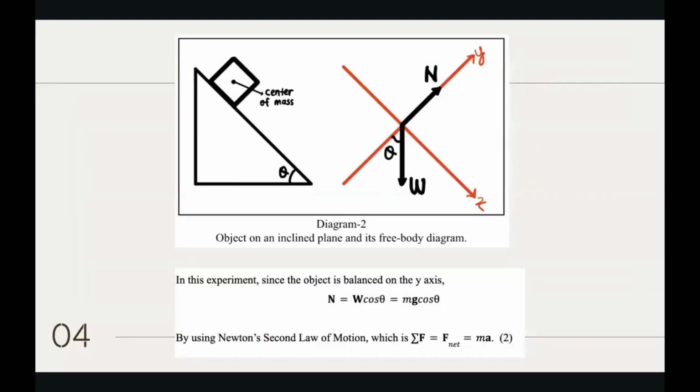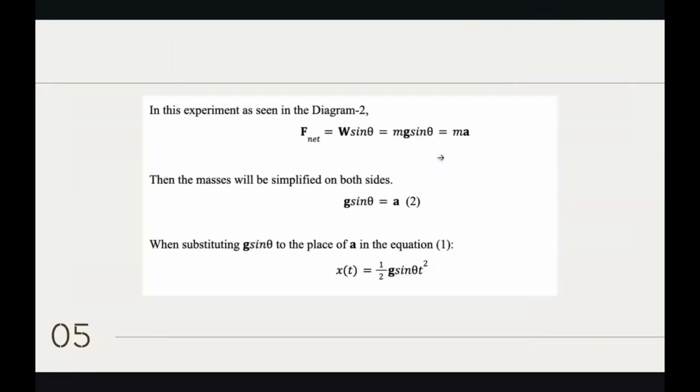Our final equation will be like this. Let's continue with diagram 2. It shows the object on an inclined plane and its free body diagram. In this experiment, since the object is balanced on the y-axis, we know that the normal force is equal to the y component of the weight, and by using Newton's second law of motion, F net equals ma, F net equals the x component of the weight. When we simplify both sides, we acknowledge that our acceleration equals g times sine theta. Substituting g times sine theta in place of a in equation 1, we acknowledge that x as a function of t equals 1/2 times g times sine theta times t squared.